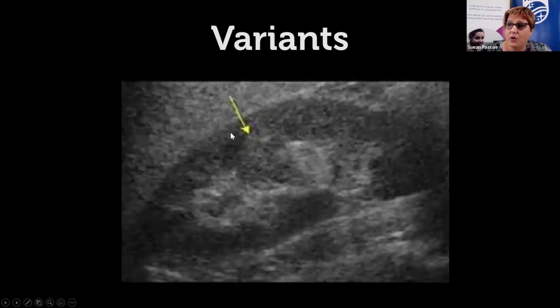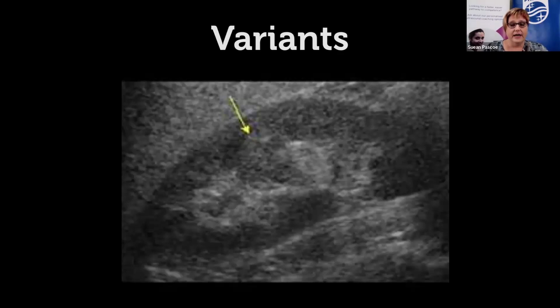In this example, we can see a column of Bertin. They represent an extension of the renal cortical tissue between the pyramids. And so they're normal structures, but sometimes these can be very easily mistaken for a solid mass. They usually become of radiographic importance when they're unusually enlarged. So we do need to be careful not to mistake them for a renal mass.